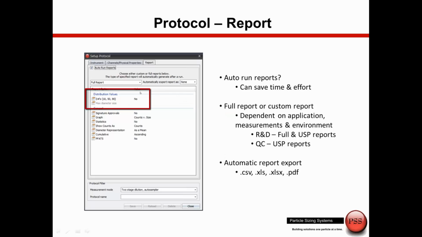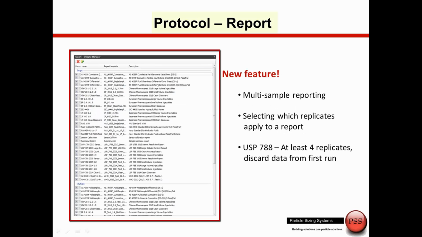What kind of distribution values do we want to show? Which graph would we want to show in the final printed report? What statistics to show, etc. And then we can also talk about how we are going to export the data. So many more options and features in this report tab. As we continue looking at these reports, there's a lot more.